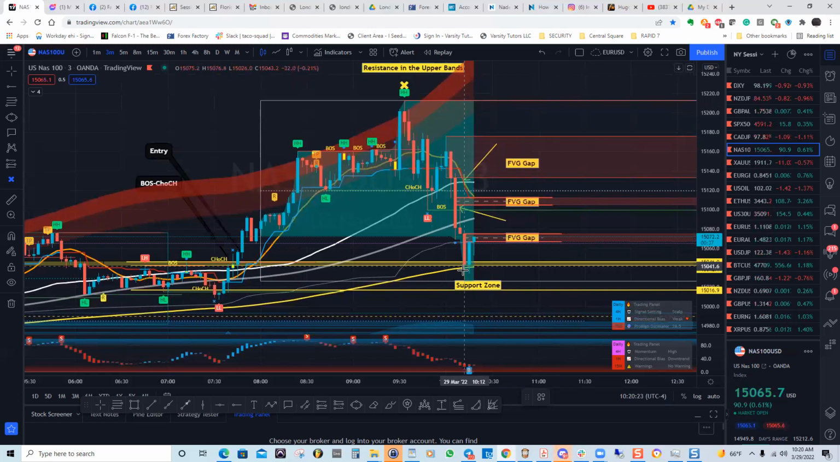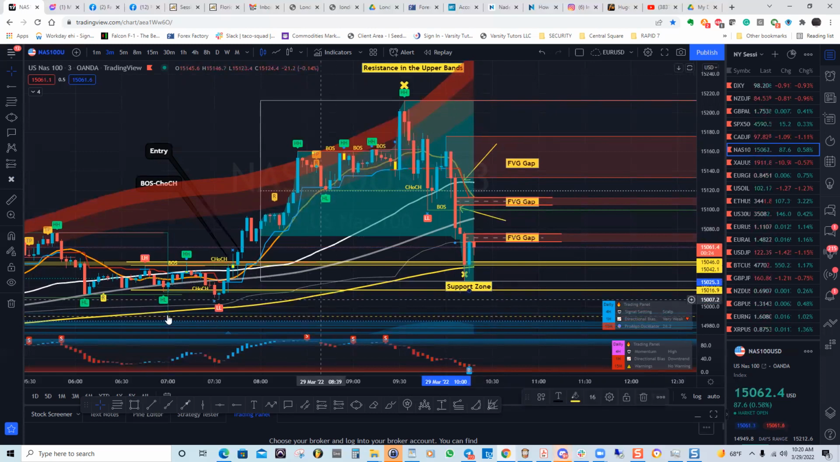And you see how this wick came down here, right? That's a strong wick right there, kind of like an exhaustion candle wick right there. So you gotta be mindful of this area here. This is a support zone right here because of these levels down here.